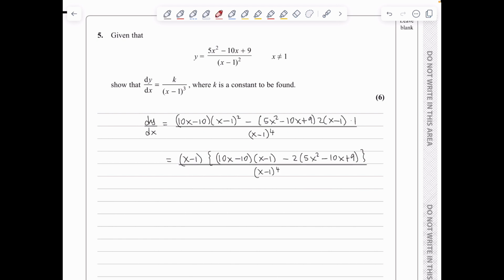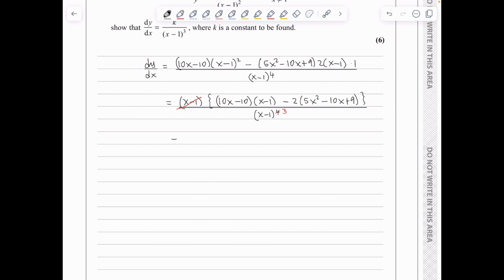I immediately see that I can simplify the x minus 1 with the (x minus 1) to the power of 4 to leave me a power of 3 in the denominator, and I will expand and simplify the numerator to get 10x squared minus 10x minus 10x plus 10 minus 10x squared plus 20x minus 18, and all of it divided by (x minus 1) raised to the power of 3.